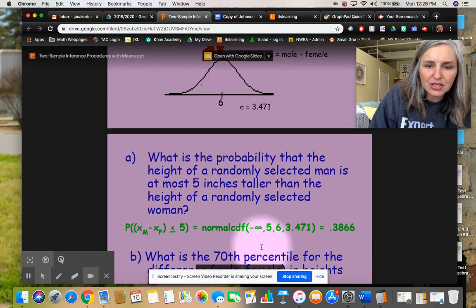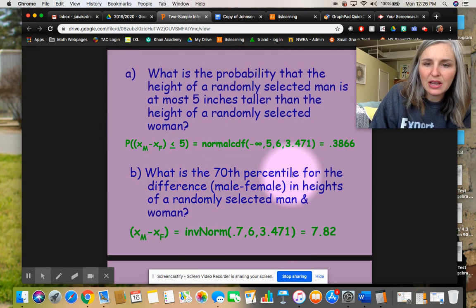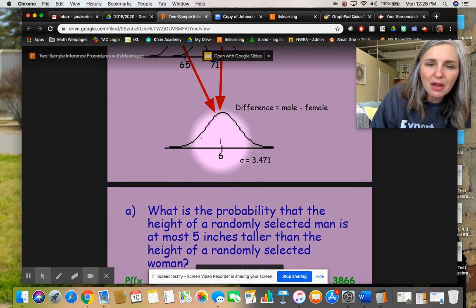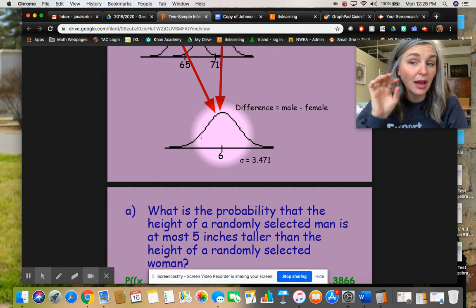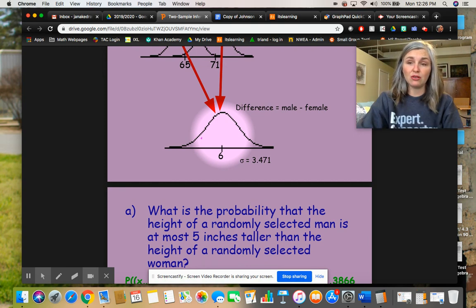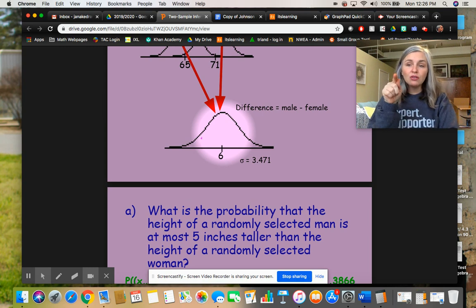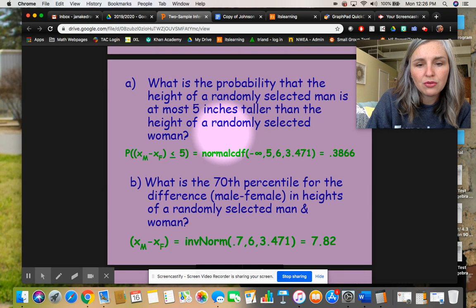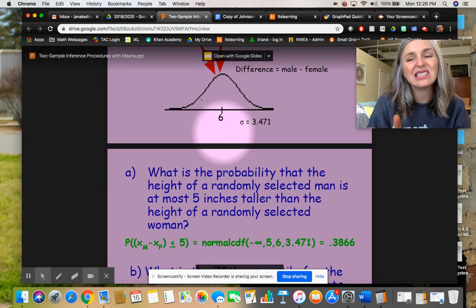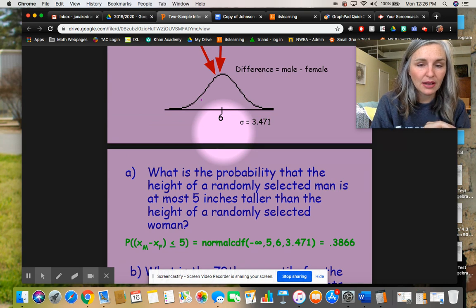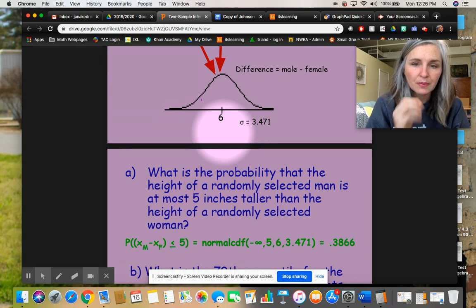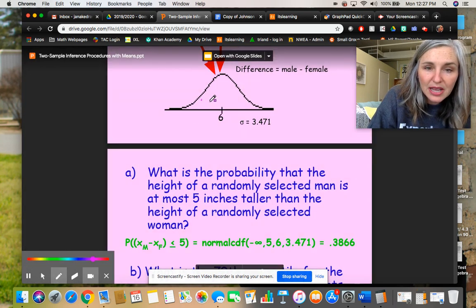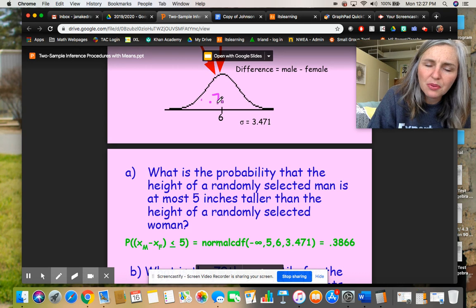Now, my next question says, what is a 70th percentile for the difference in heights of randomly selected? So this time, I'm looking for 70% on this curve. Now, that means I've given you the p-value. I've given you the area, and you have to find the z-score, okay? So now, I said z-score. Z-score if we're on the normal curve, but we're going to leave it on this curve. So what would be on this axis, okay? So basically I'm saying I want to know where the area is 0.7 in here.